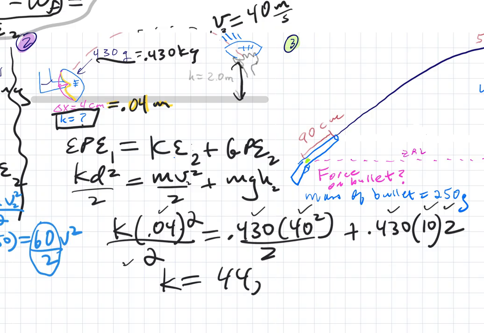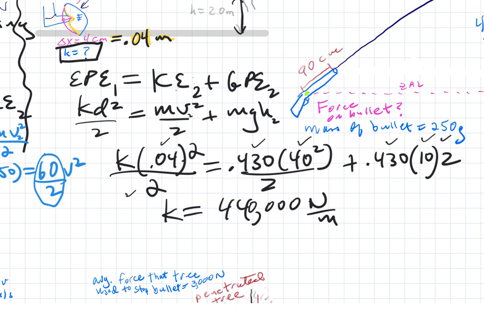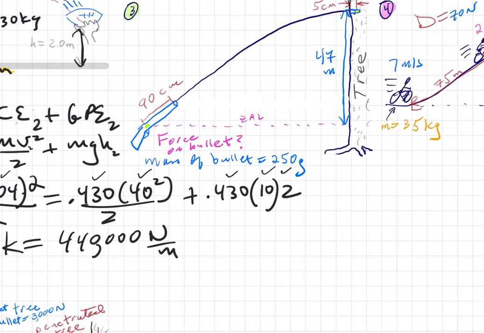I'm going to round it up to 440,000 newtons per meter. Footballs are really stiff. Okay? So 440,000. I rounded it up to two places. Okay, now that's the second one.